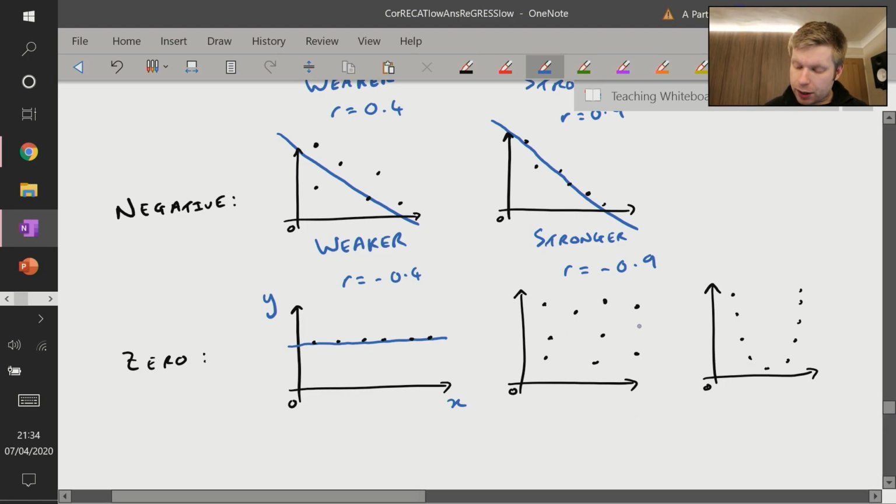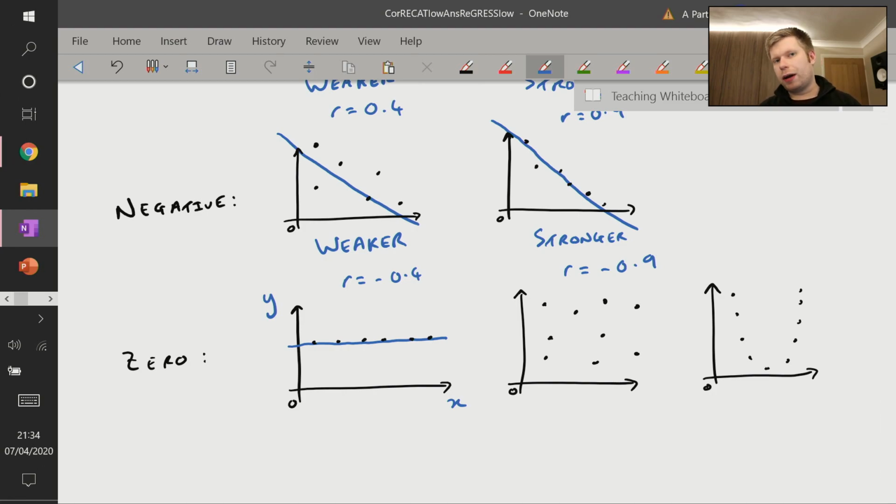This second graph here is also 0 correlation because you can't really draw a line of best fit through it. The regression line isn't that good. If I try that, it doesn't really follow the pattern. Equally, if I try that, again, that doesn't really follow the trend of the data. Because it's not really positive or negative correlation, I'm going to say it's 0 correlation.